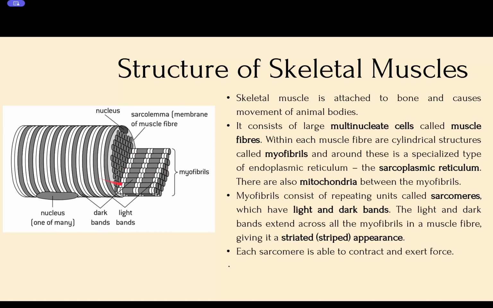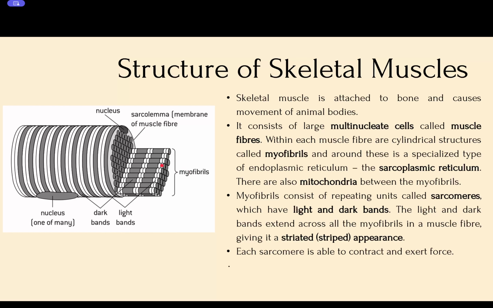cylindrical structures called myofibrils, and around these are a special type of endoplasmic reticulum, which is also called the sarcoplasmic reticulum. What's surrounding it is the sarcoplasmic reticulum, and then the membrane at the outermost layer is also called the sarcolemma, or the membrane of the muscle fiber.